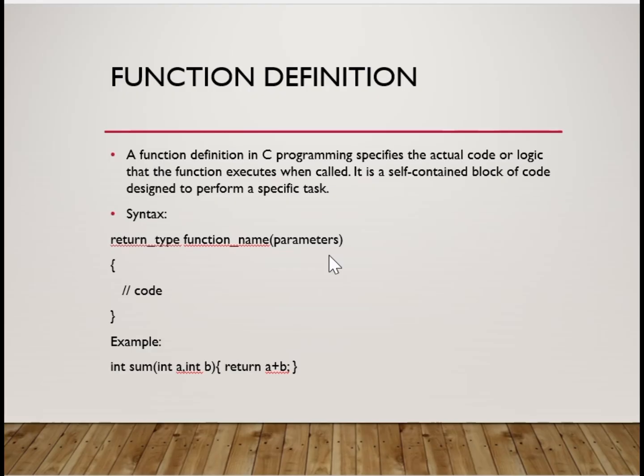Let us see an example. int sum(int a, int b) { return a + b; }. Here the function takes two numbers a and b, adds them and returns the result. So whenever this function is called, it will calculate the sum and return the value.